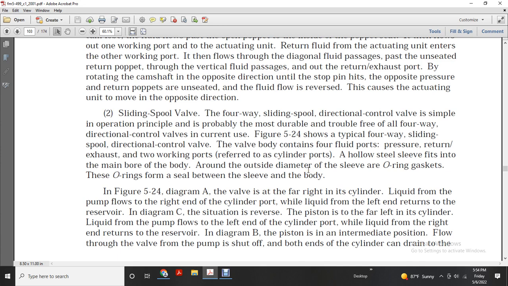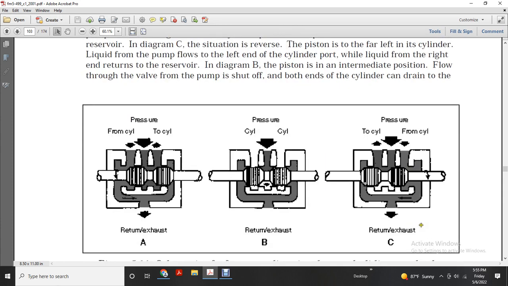Figure 524 shows the valve in diagram A with the piston at the far right of the cylinder: liquid from the pump flows to the right end of the cylinder, and liquid from the left returns to the reservoir. In diagram C, the piston is at the far left of the cylinder: liquid from the pump goes to the left end of the cylinder, and liquid from the right end returns to the reservoir. Diagram B shows the intermediate position, where flow through the valve is shut off at both ports, so the cylinder cannot drain.